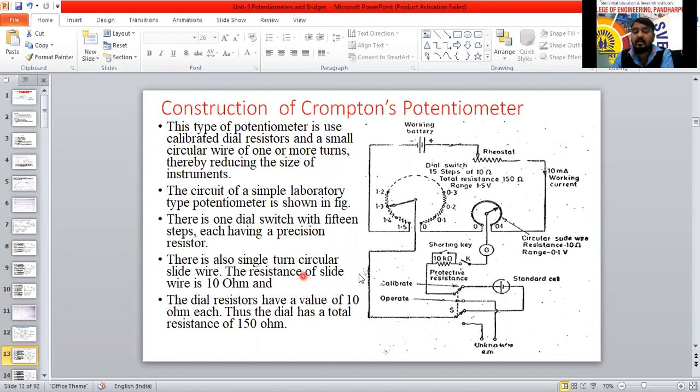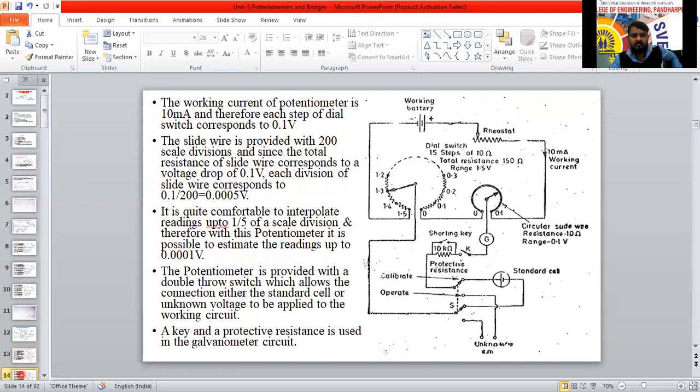There is also a single turn circular slide wire. The resistance of the slide wire is 10 ohm. So the dial resistors have the value of 10 ohm each. Thus the dial has a total resistance of 150 ohm. So this is the construction of the Crompton potentiometer.